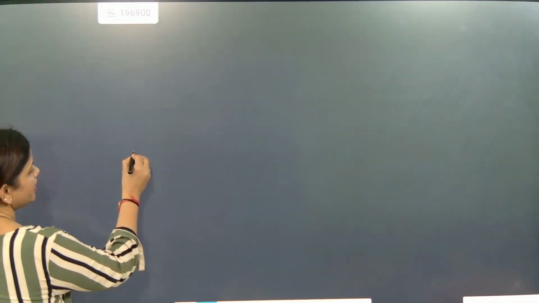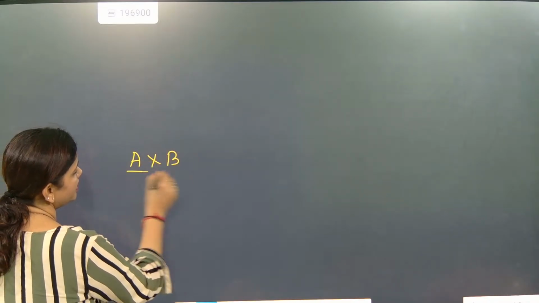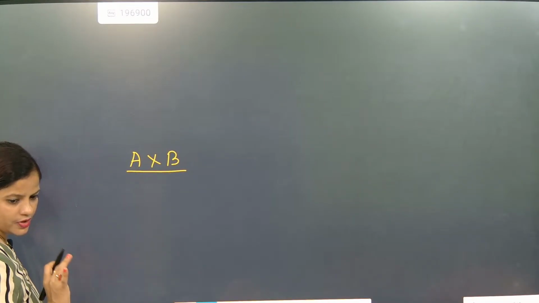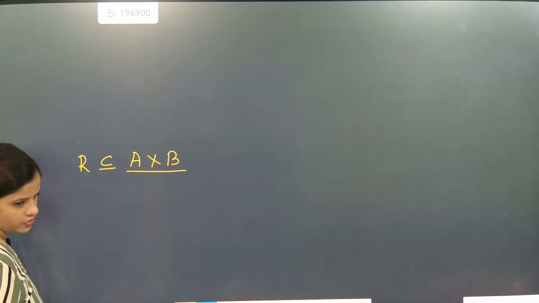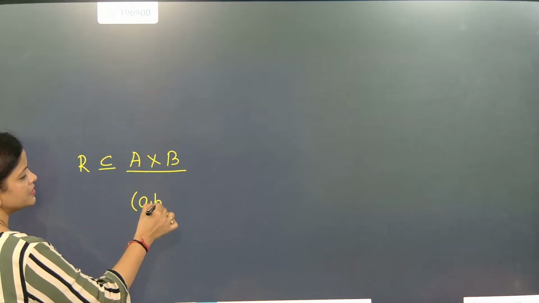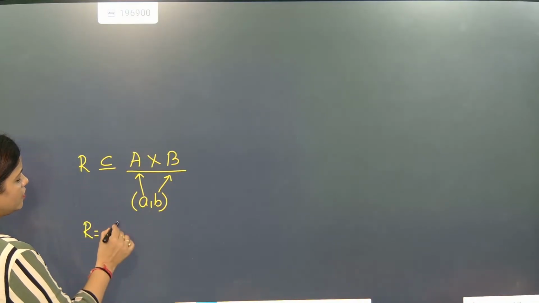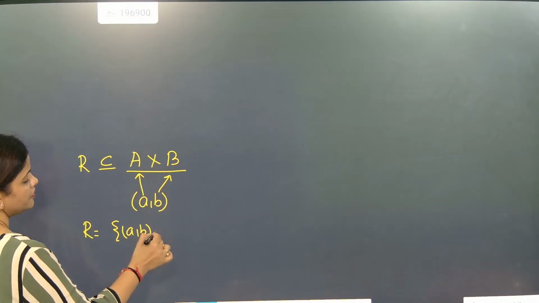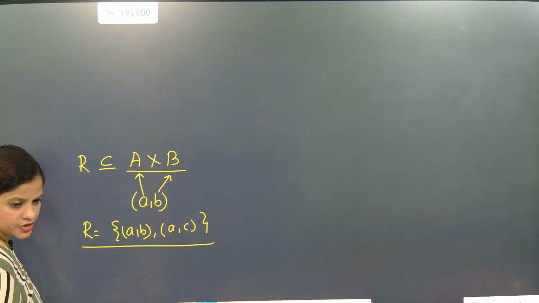So A is a set, a non-empty set, B is also a non-empty set. Whenever any relation is coming, relation is a subset of A cross B. Whatever element of A cross B will be there will always be written in ordered way. The first element will represent A and the second element will represent B. So relation will contain all these ordered pairs coming from A cross B. This is exactly the presentation of a relation.